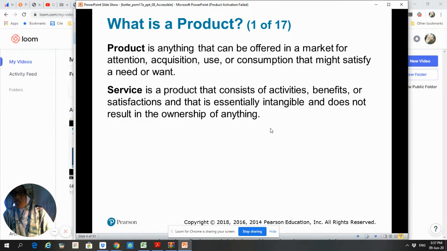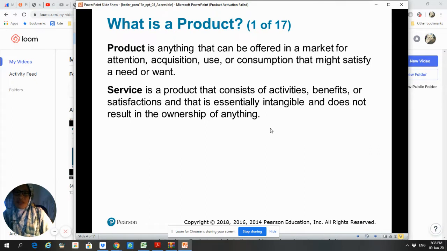But what actually do you expect from nasi ayam? We are hungry at that time. So we buy nasi ayam for 5 ringgit, then we want nasi ayam that can fulfill our wants: spicy, sedap, crispy, hot, or whatever, lazat. Alright? Okay. So that's product.